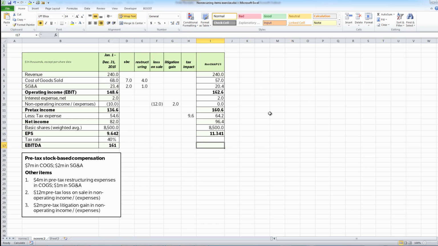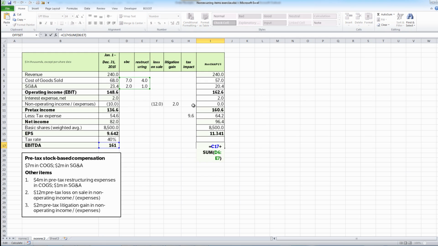Last but not least, EBITDA. Interestingly enough, we didn't really identify what the D&A is. So for the purposes of this exercise, assume no D&A buried within cost of goods sold or SG&A just because we didn't identify it. So if we start with EBITDA of 161 and we are ignoring a whole bunch of expenses buried within these operating line items, we're looking at a normalized EBITDA of 175.